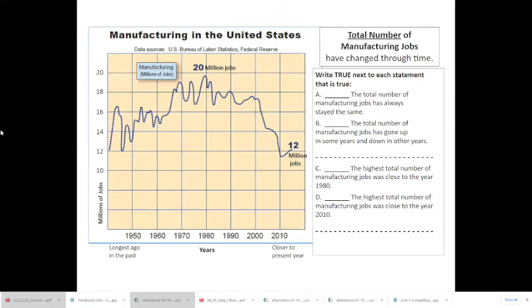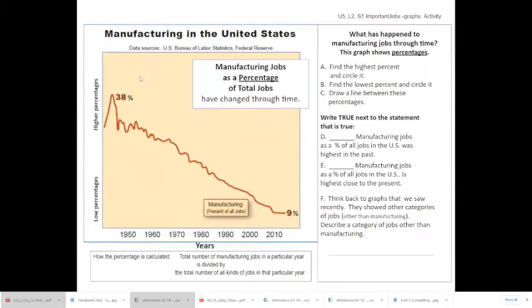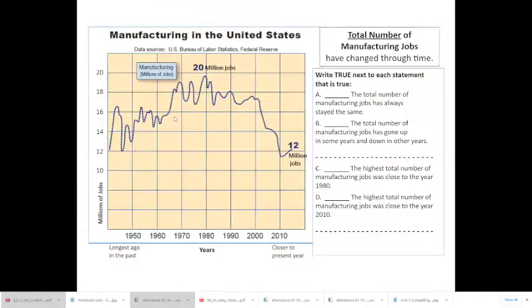So then we look at manufacturing through time. This is the student paper that you can either hand out digitally or print and hand to them themselves. They're going to look for the highest percent and circle it, find the lowest percent, circle it, and draw that line. So this is going to mirror everything that we've just talked about as far as the student pages.